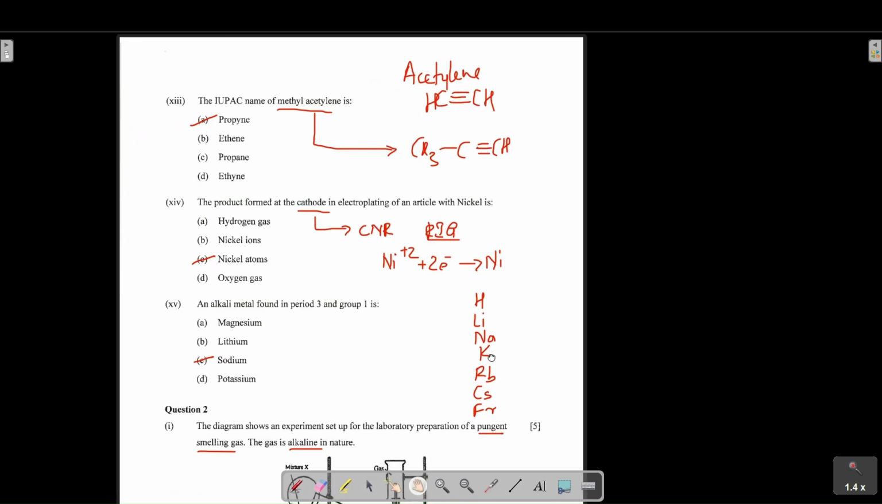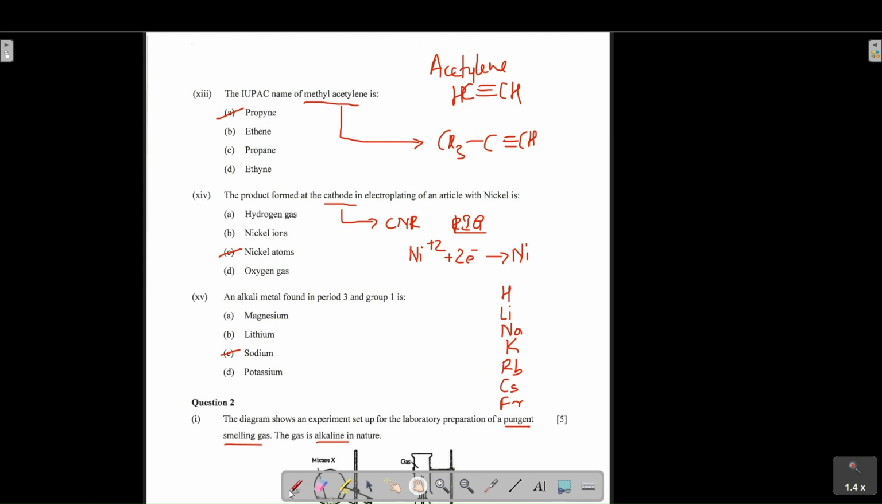Next, the IUPAC name of methyl acetylene. For that you should remember acetylene, which is the first member, CH triple bond CH. If you attach one methyl group to this, it becomes methyl acetylene, and if you attach an ethyl group, it becomes ethyl acetylene. So the IUPAC name is propyne. Ethyne is acetylene, so these two are not alkynes of this type, and propyne is the correct answer.